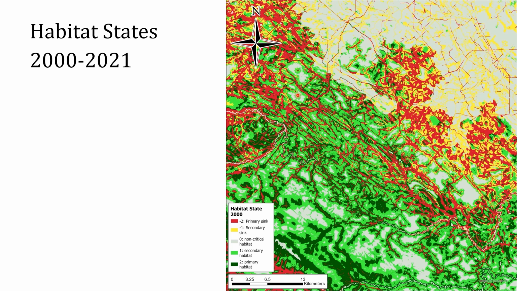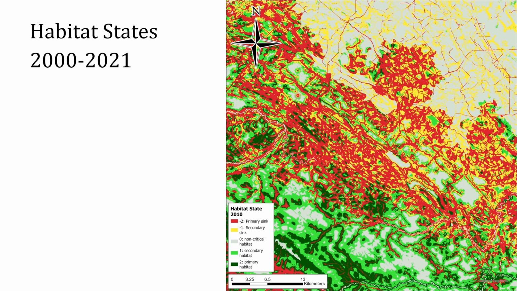However, when we move to 2010, we see that we now have increased our primary and secondary sinks significantly in this area and reduced their secondary and primary habitat. And this is mainly due to the addition of cut blocks and new roads in this area.